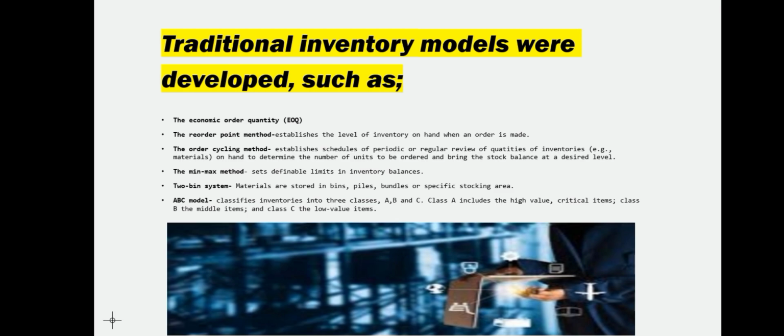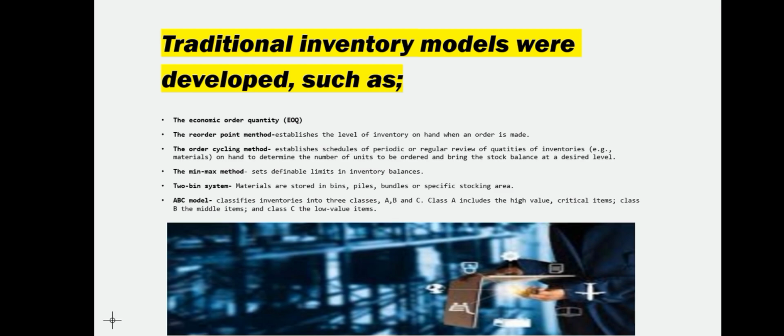Next is the reorder point method, which establishes the level of inventory on hand when an order is made. The order cycling method establishes schedules of periodic regular review of quantities, inventories, and materials on hand to determine the number of units to be ordered and bring the stock balance to the desired level. Next is the min-max method, which sets definable limits in inventory balances. Next is the two bin system. Materials are stored in bins, piles, bundles, or a specific stocking area. Its focus is on software or something like that.